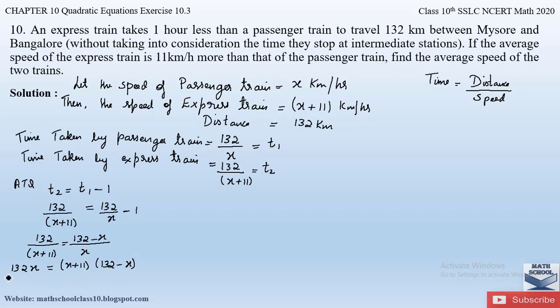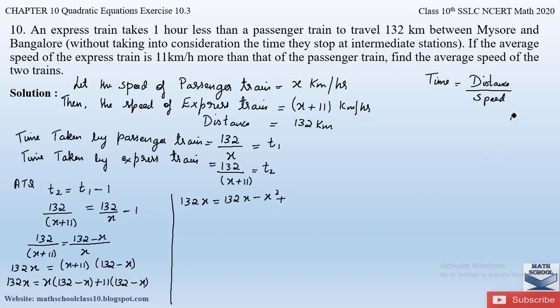Now let us open the brackets here. So you will get 132x is equal to, first multiply x with 132 minus x, and then multiply plus 11 with 132 minus x. Let us open the bracket again. So 132x is equal to x into 132, which is 132x, then plus into minus is minus x square, then plus 11 into 132.